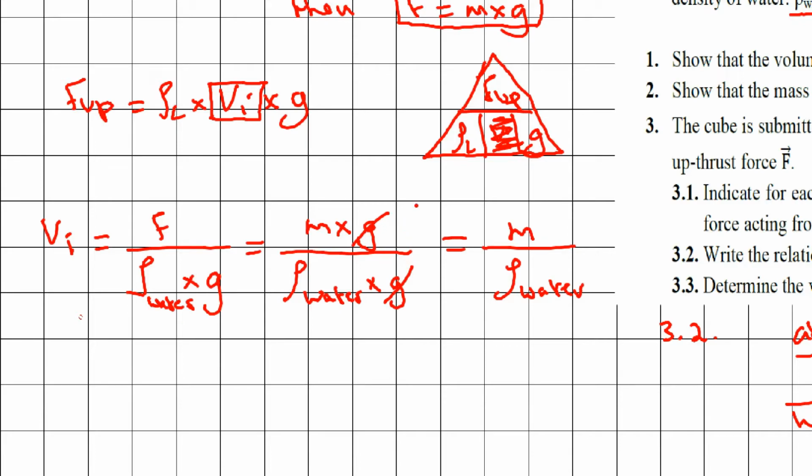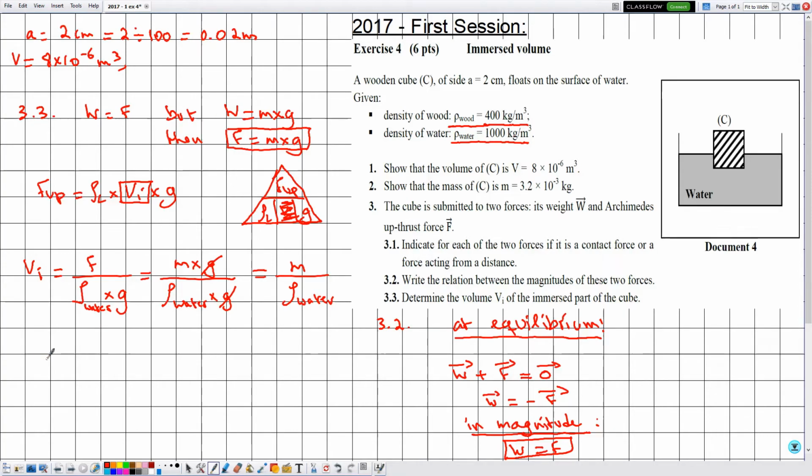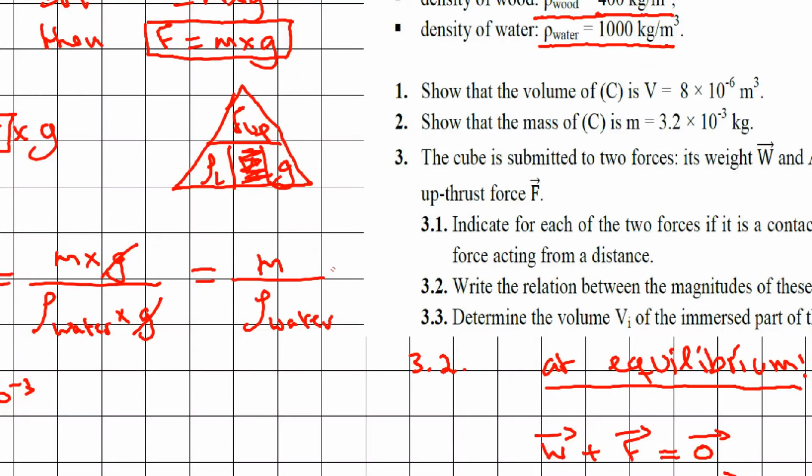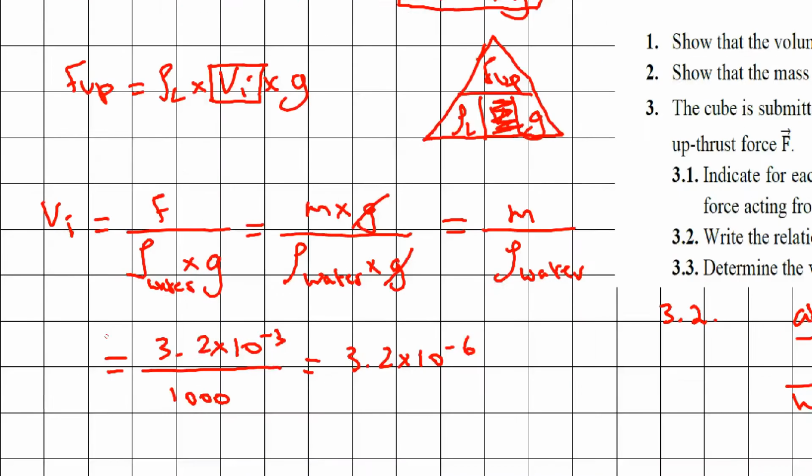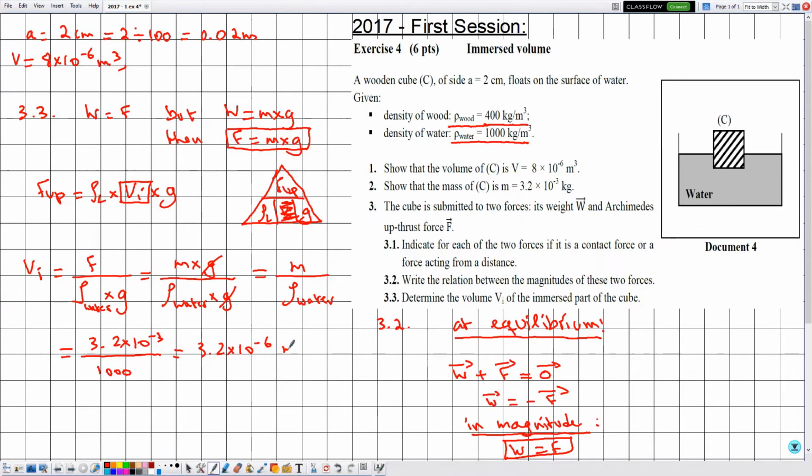So for example, if we perform this experiment on Earth, and then we perform the same experiment on Moon, the volume of the immersed part will not change. Now, the value of M is given by 3.2 times 10 to the power minus 3. Now I'm replacing the values of M and the density of water, which is given by 1000 from the given. Now plugging this fraction on the calculator, it will give us 3.2 times 10 to the power minus 6. Since everything is in the SI, the volume VI will be in the SI, which is meter cubed. Then VI is given by 3.2 times 10 to the power minus 6 meter cubed.